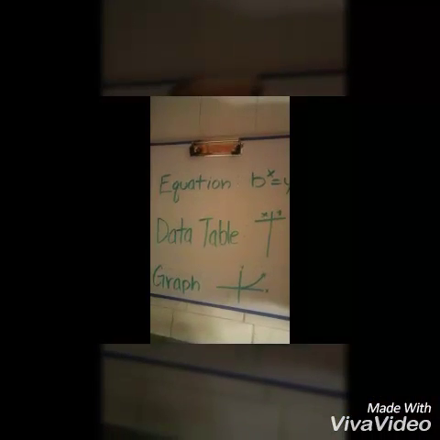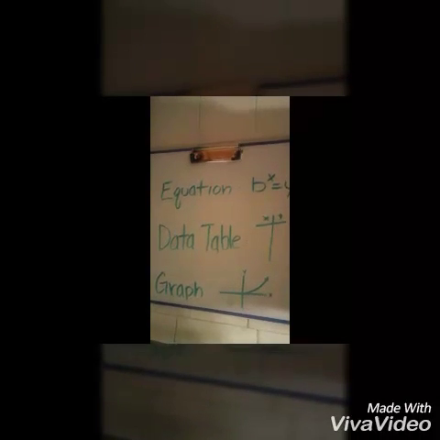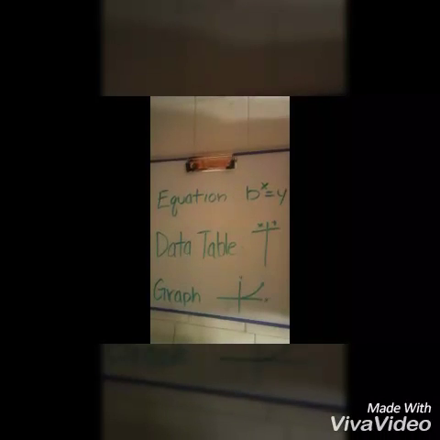The question was, if in the first trial, 2 people are helped, and in the second trial, the people from the previous trial help 2 more each, on what number trial will at least 1,000 people be helped? There were 3 ways in which we solved this problem. We used an equation, a data table, and a graph.